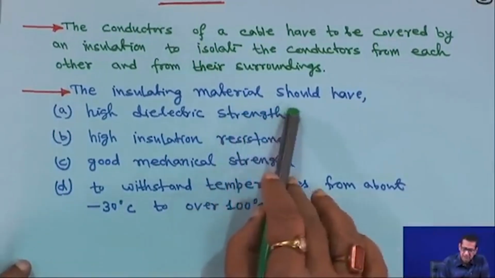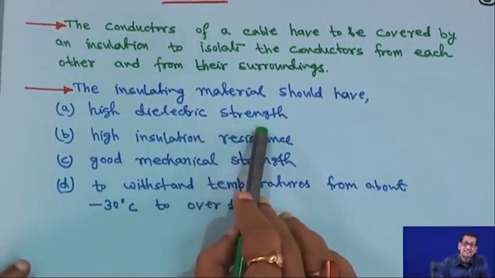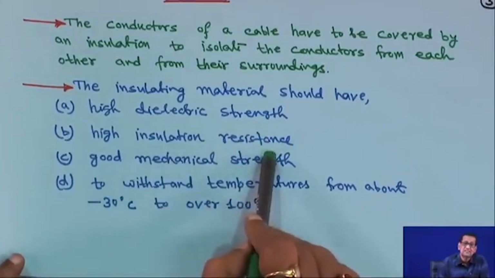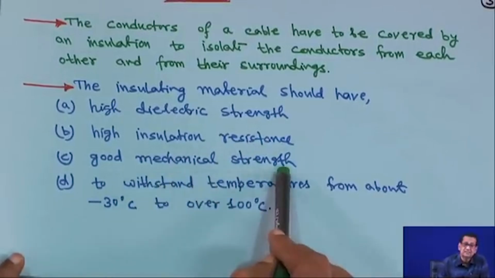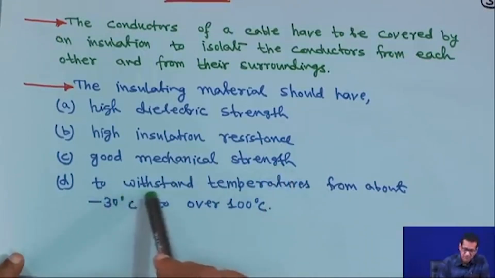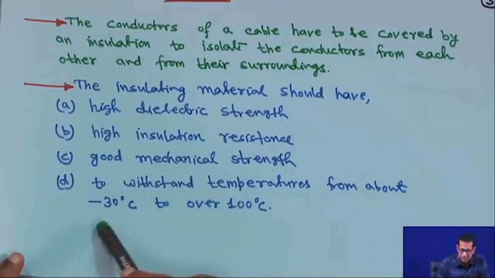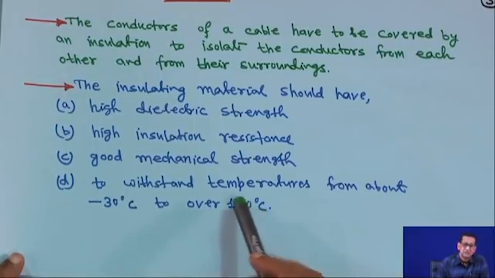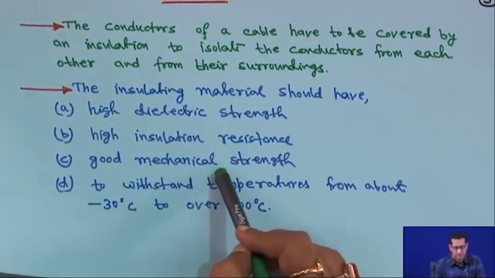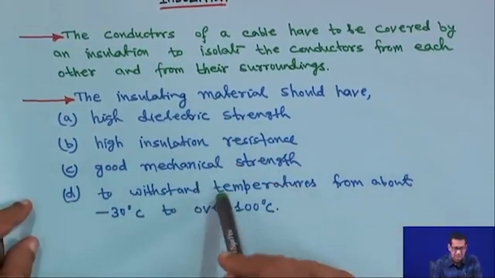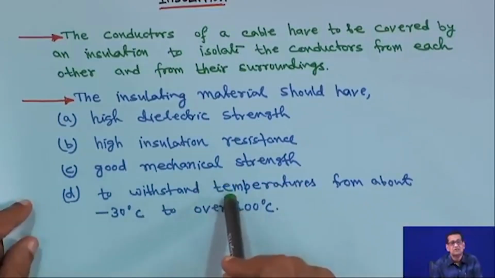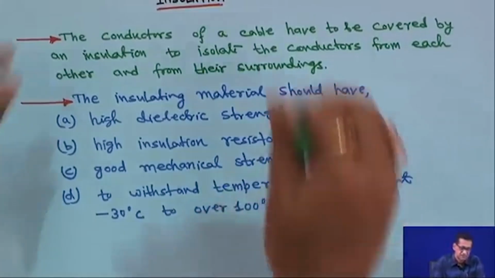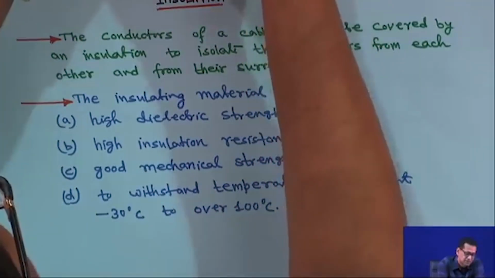So insulating material should have a high dielectric strength, high insulation resistance, good mechanical strength, and it should withstand temperatures from about -30 degrees to over 100 degrees Celsius. These properties are required, and from testing only you can see whether these properties hold for the insulator or not. These are the main properties required.